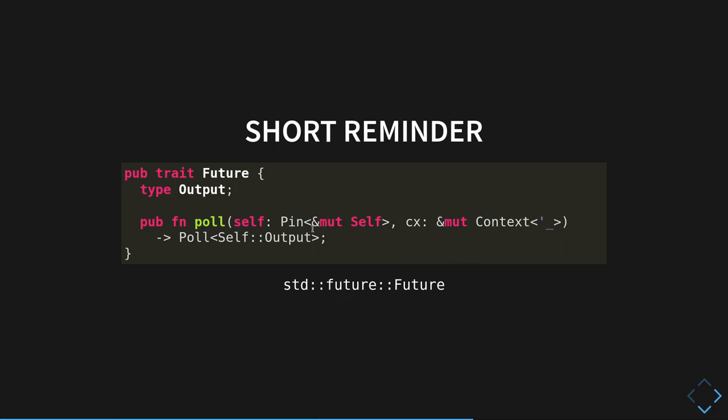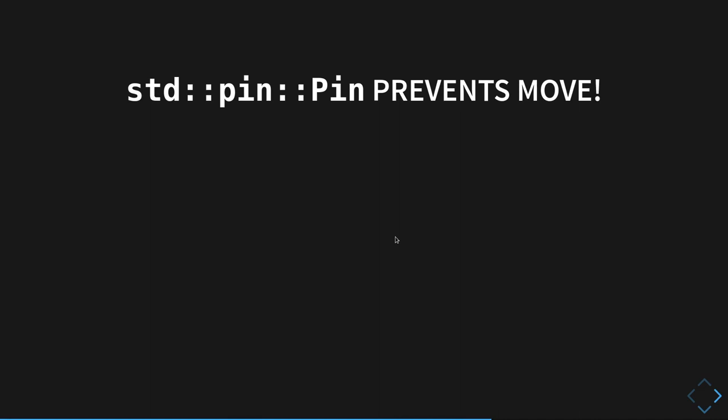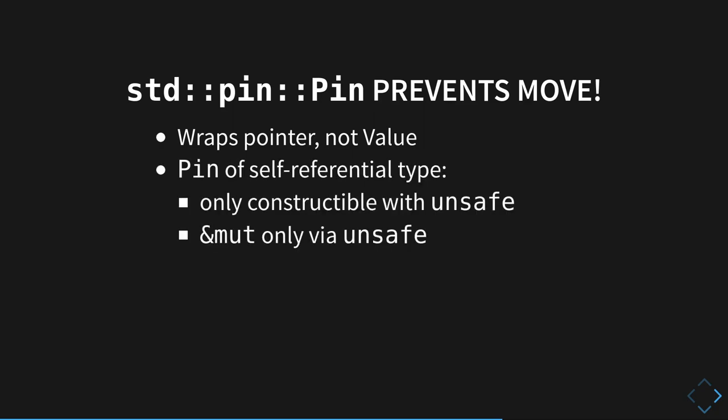is by taking a look back at the future trait from the standard library. You may have noticed that the self is wrapped in a pin type. A pin of a mutable borrow of self. What this does is it prevents it from moving. It prevents self from moving. Pin wraps a pointer, not a value. And it matters on a self-referential type, so a struct that has a pointer to itself or an enum that has a pointer to itself.